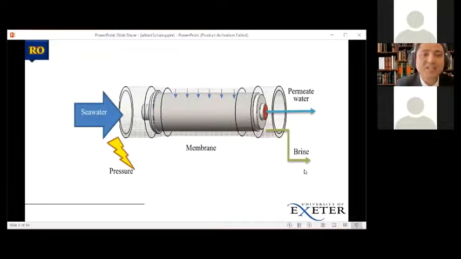One of the technologies for desalination system is reverse osmosis, or RO. As you know, RO is a process where pressurized seawater flows through a semipermeable membrane, separating fresh water from saline water. By adding an external pressure to one side of the membrane, clean water will flow to the other side to restore the chemical potential.